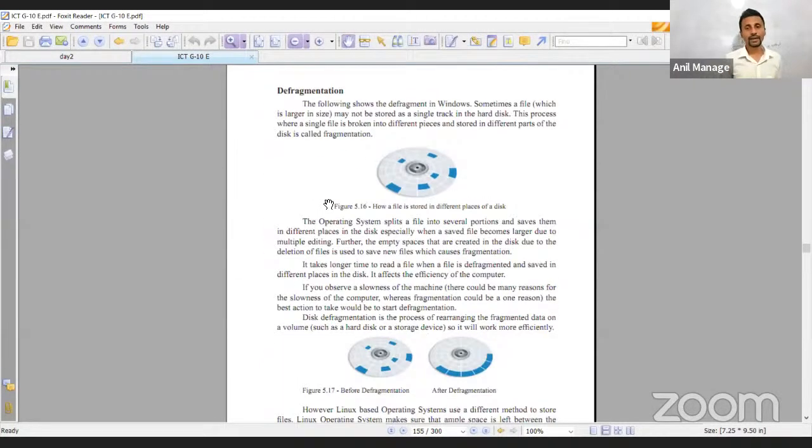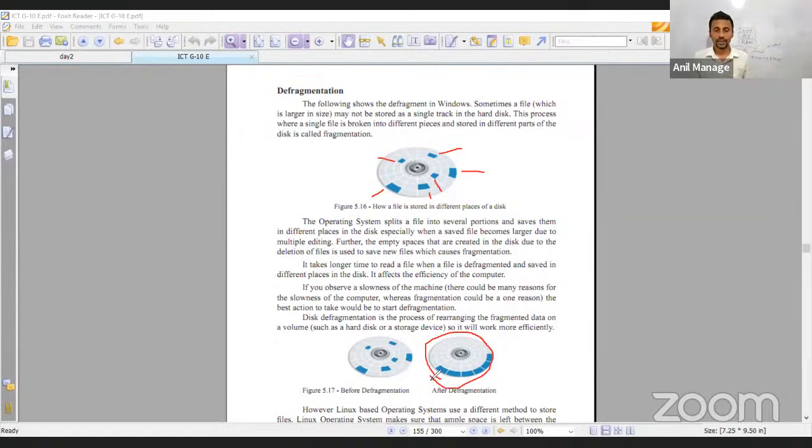Then defragment. Now I told you that you can store your same file, but it can be stored in different places. So the data is stored in different places. That is called fragmentation. Defragmentation means what? You are taking them together.